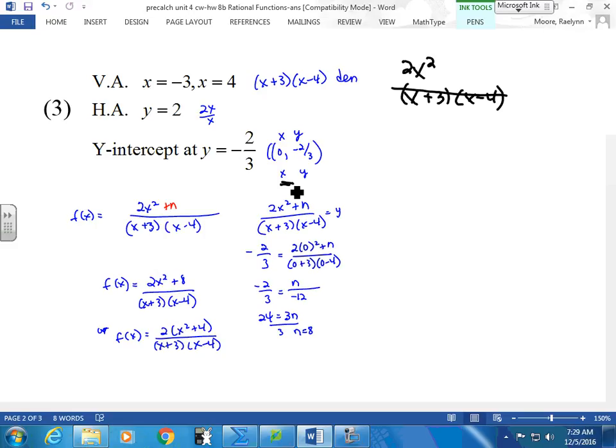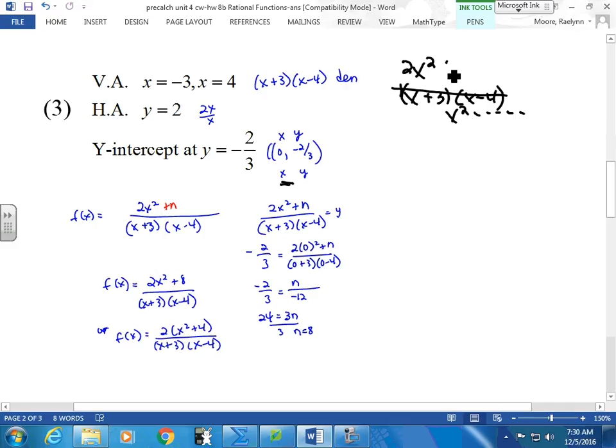Because this tells me I need to be 2 over 1, that tells me the degree in my numerator has to be the degree in my denominator. So right now, if I FOIL this guy out, I have an x squared. So those have to be exactly the same. This is how we're going to start. And because it's 2 over 1, I stick a 2 up there. So now I get a point. And my point that I can check here is my 0, negative 2/3.